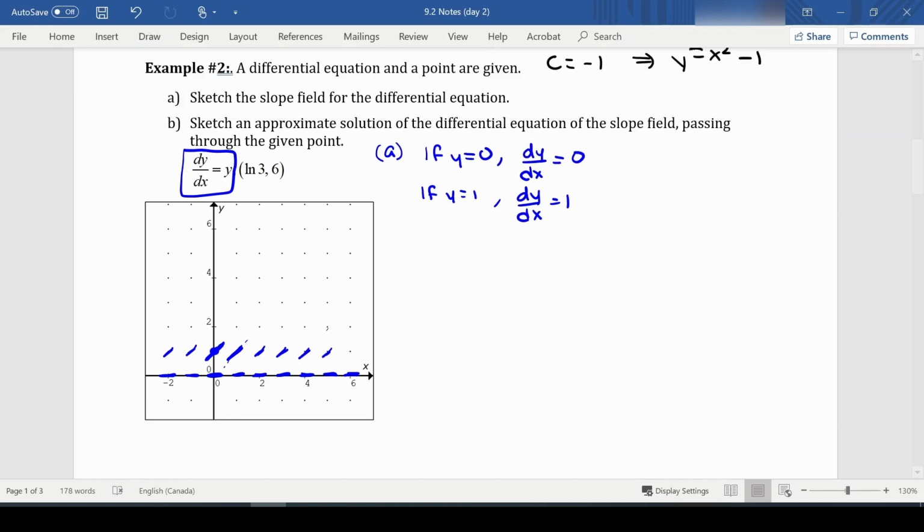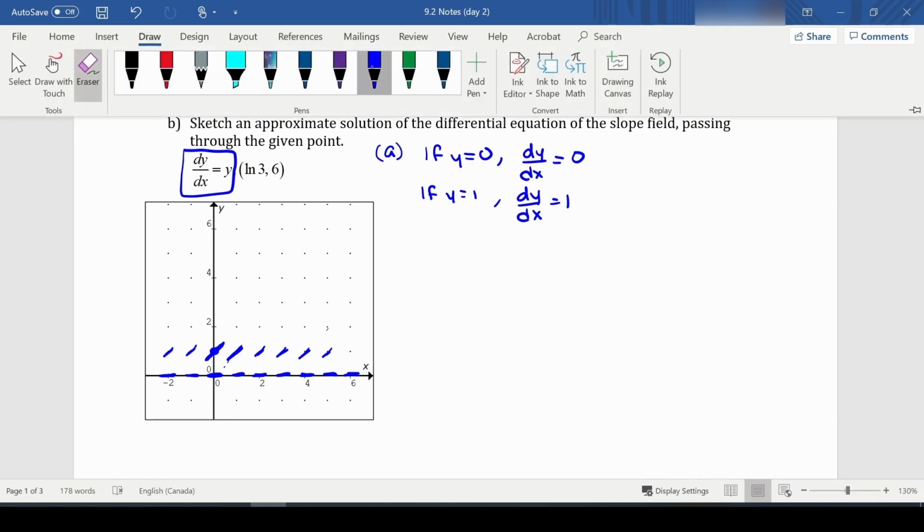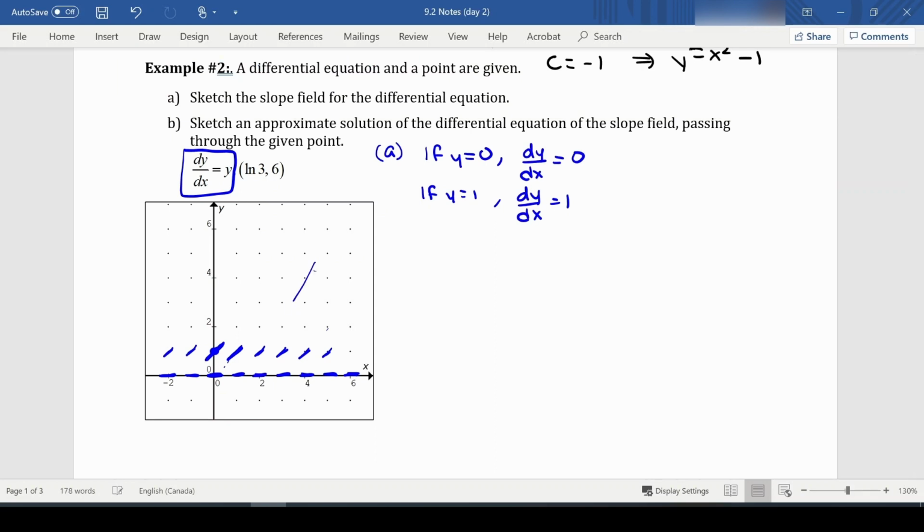It shouldn't be just like, hey, I'm going to do some random line, sure, that looks kind of like a slope of 1. Well, is it a slope of 1? If not, then that is not your accurate slope field. Your slope field has not been done correctly. Okay. So we need to keep going.